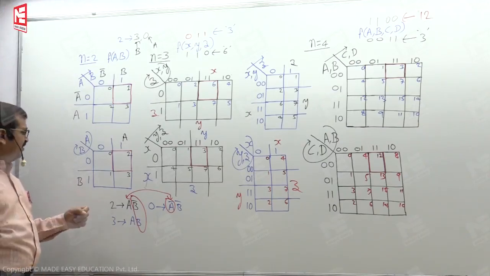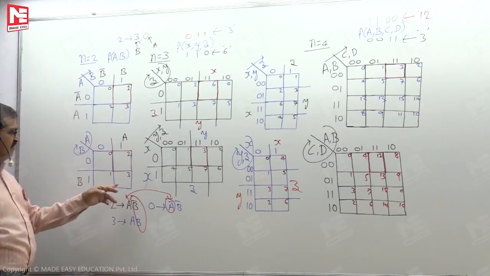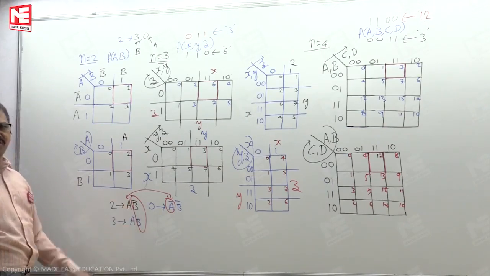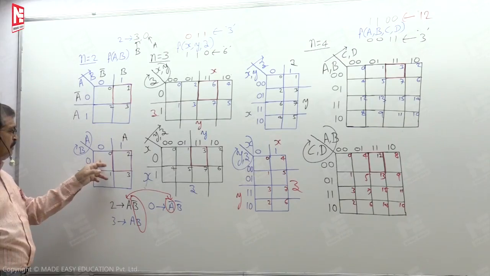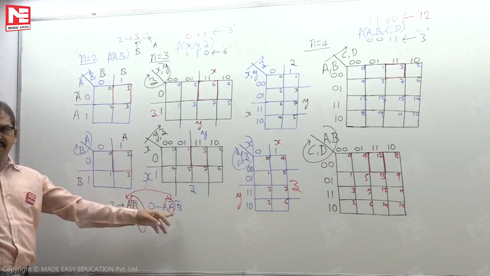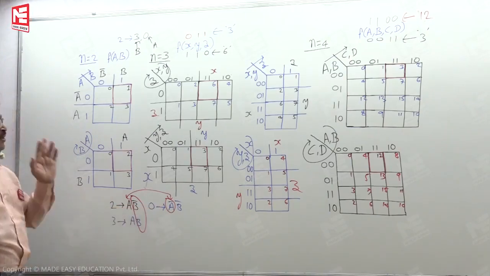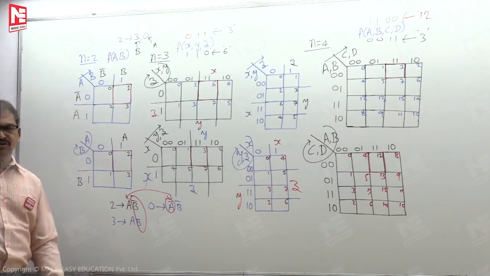Even if you look here, for cell 2, the product is A B complement. For cell 3, the product is AB. These two cell products differ in only one variable, B. Similarly, for cell 0, the product is A complement, B complement. So they differ in only one variable, that is A. So the format may be anything, the results must be the same.